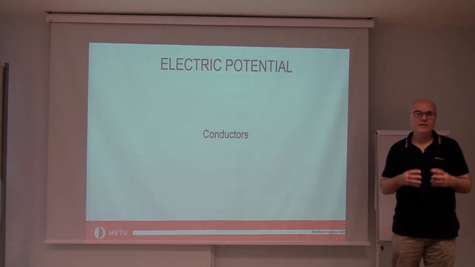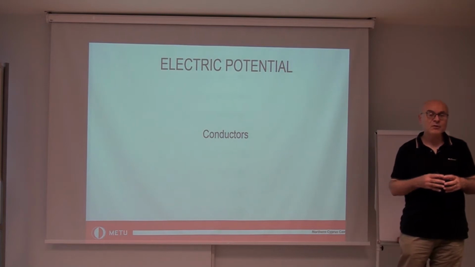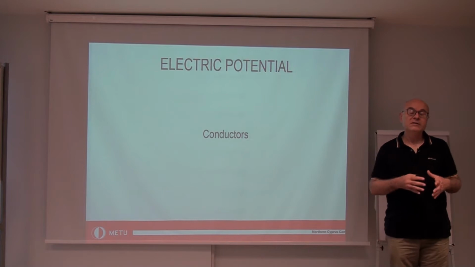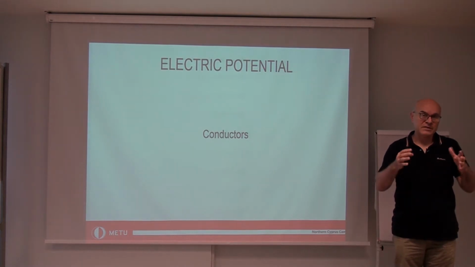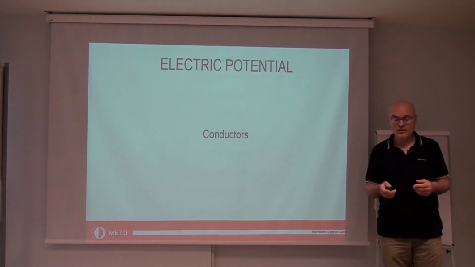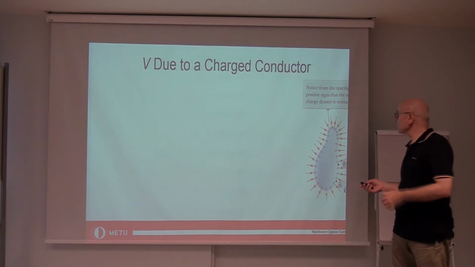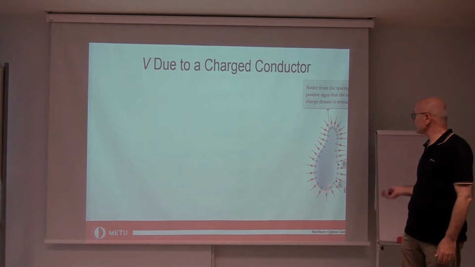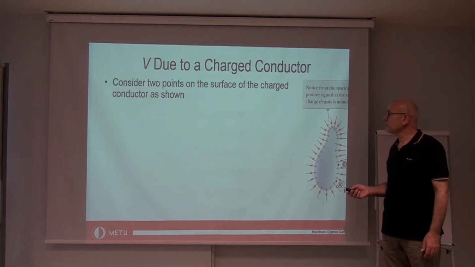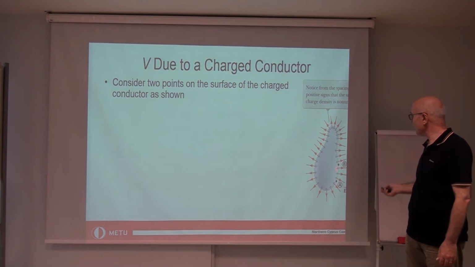Now we will consider charged conductors and see what we can tell about the potential on the surface, inside the conductor, and also outside the conductor. So consider this charged conductor. It's of an arbitrary shape. And we consider 2 points on the surface, A and B.